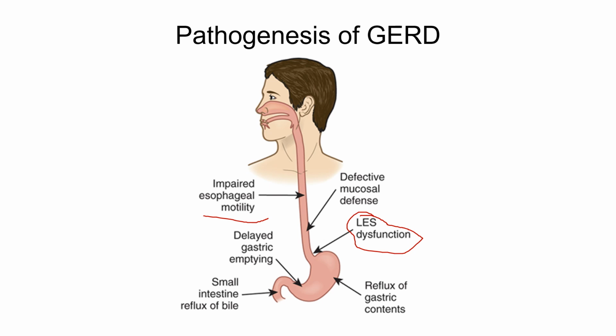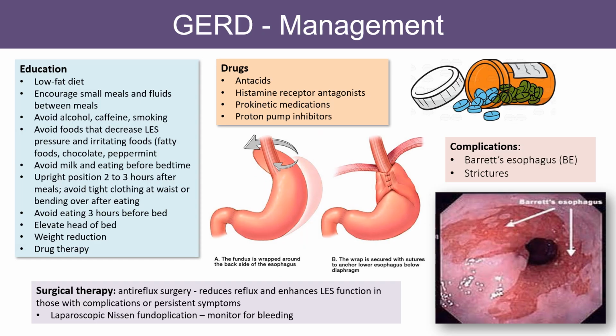If you have a defective mucosal defense, so maybe you're on a medication that is lowering your immune system, or maybe some other genetic issue that is affecting the mucosa here, then that can cause issues. Delayed gastric emptying, small intestinal reflux of bile. There are many things, but the most common problem is going to be a dysfunction of this sphincter here. All right, so what are we going to do about this?